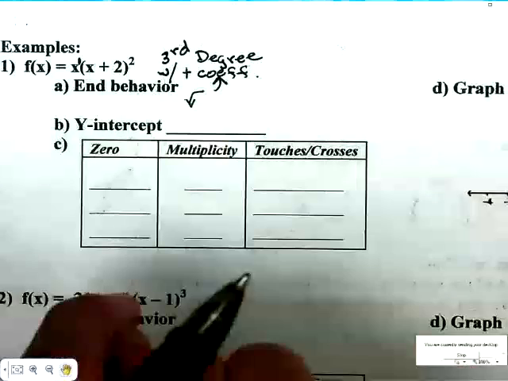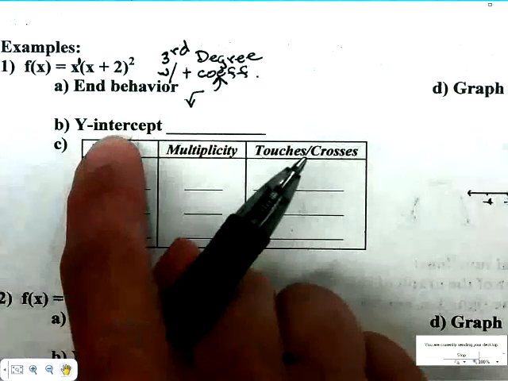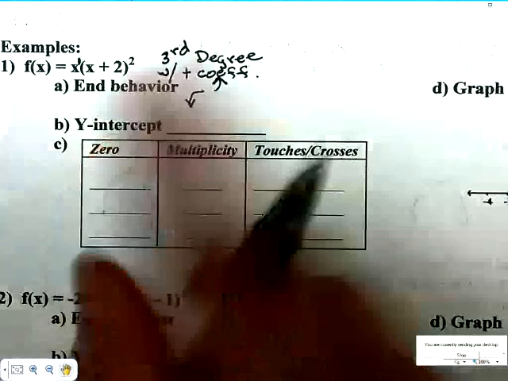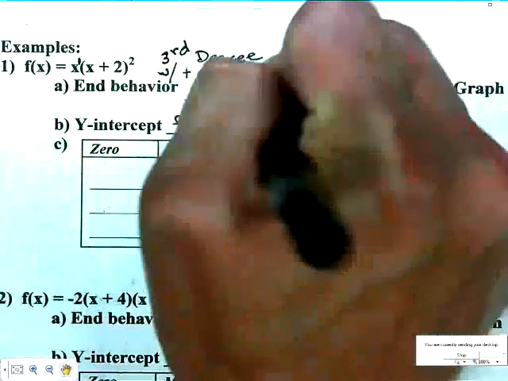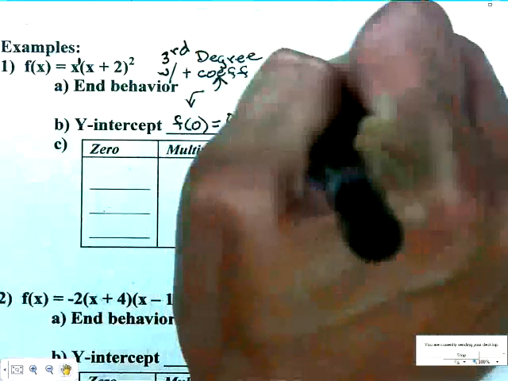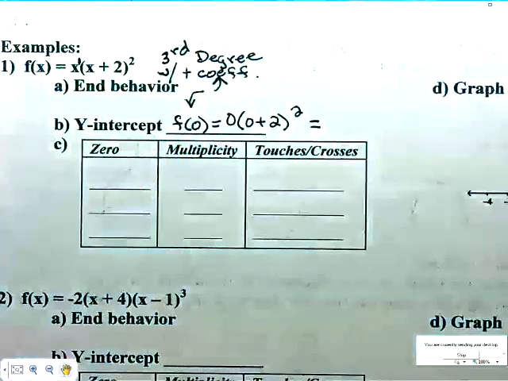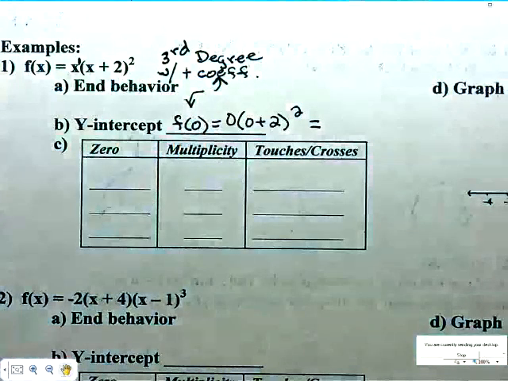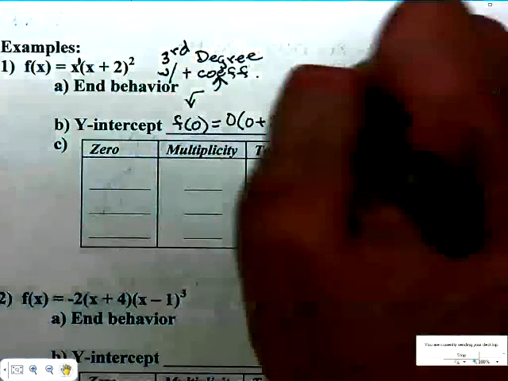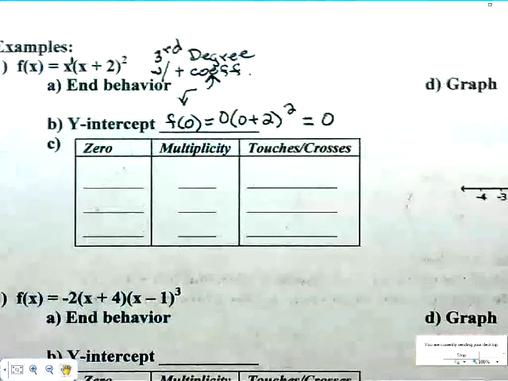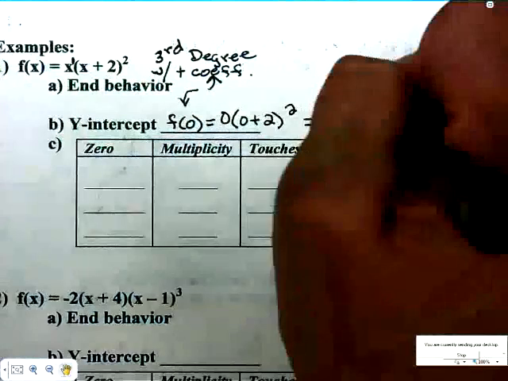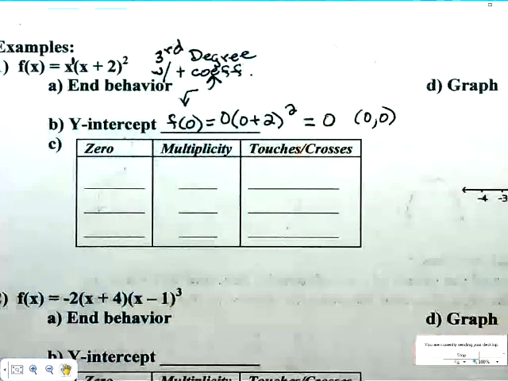How do you find the y-intercept? Let x be 0. 0 times 0 plus 2 squared would be what? 0 times 4. 0. So this graph touches the origin. It has the ordered pair 0, 0.